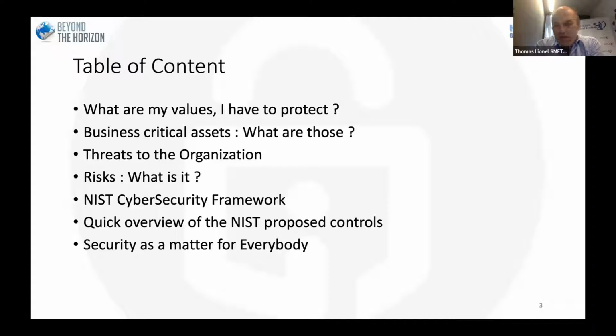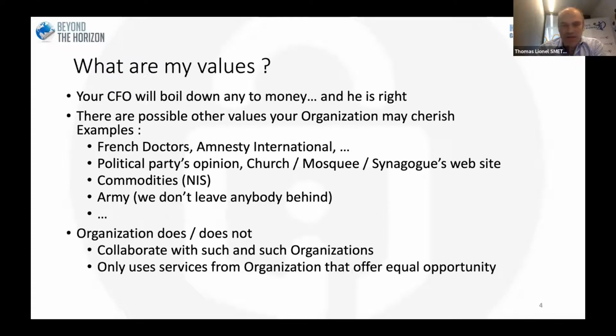Then we quickly go over the fact that the way the question or the title is formulated drives us towards the NIST cybersecurity framework and what it is. We will go over a quick overview of the controls proposed by NIST, the checklist proposed by NIST, and remind that security is a matter for everybody.